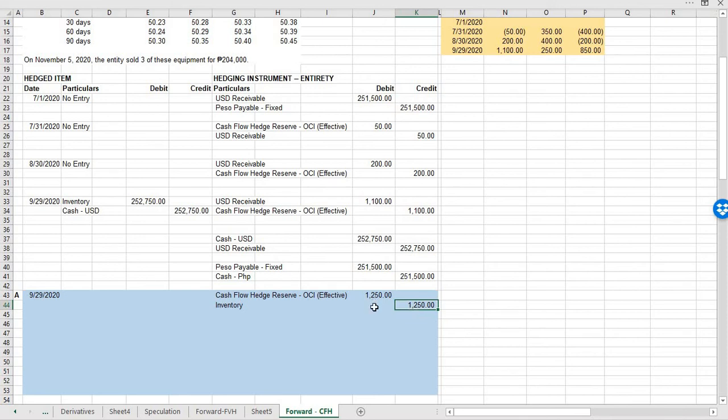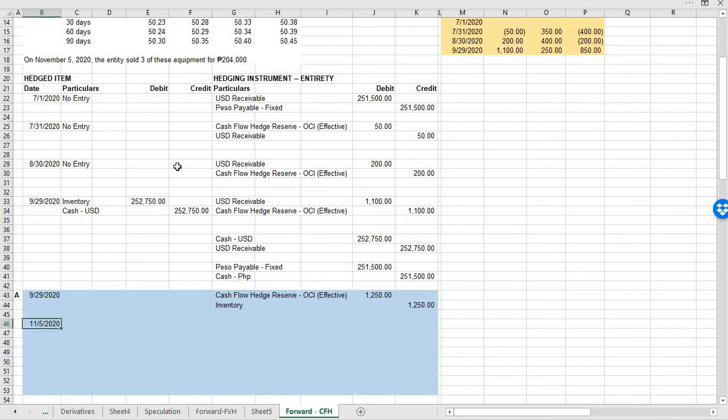So, paano ngayon magkakaroon ng offsetting sa P&L? So, kapag nabenta na yung inventaryo. So, sabi rito, on November 5, 2020, the entity sold 3 of this equipment for 204,000 pesos. So, nabenta siya in Philippine peso, hindi in foreign currency. So, kailan? November 5, 2020. So, gawin natin yung entrada.